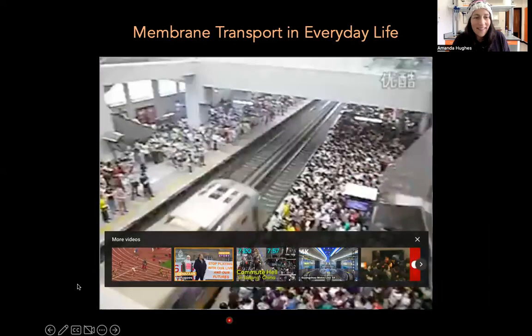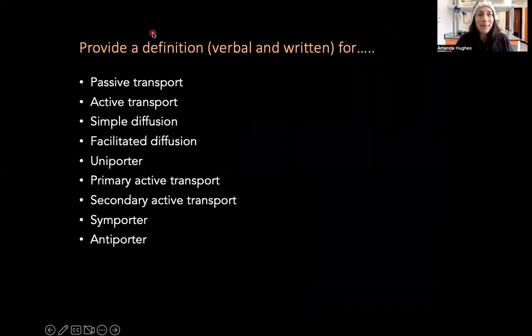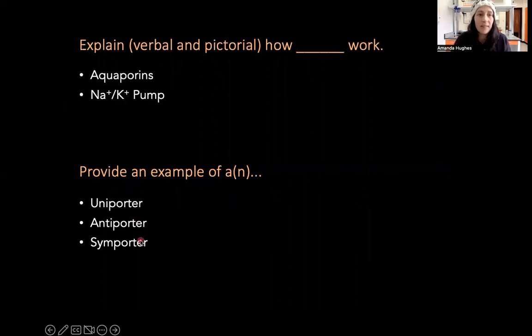Okay, so with that said, what are the takeaways from this lecture? What should you know when you go? You should be able to provide a definition for passive transport, active transport, simple or facilitated diffusion. Explain what primary versus secondary active transport is, and then talk about or draw or sketch an example of a uniporter, a symporter, or an antiporter.